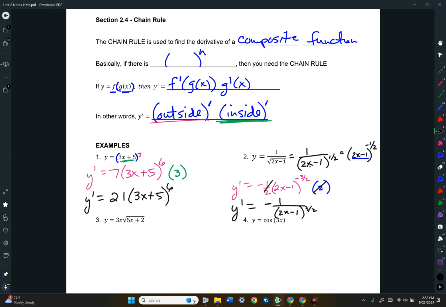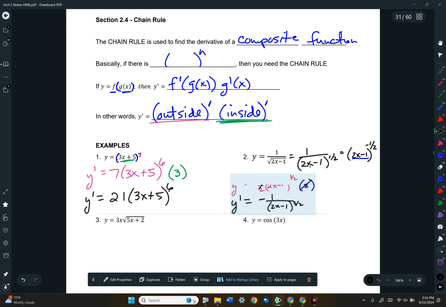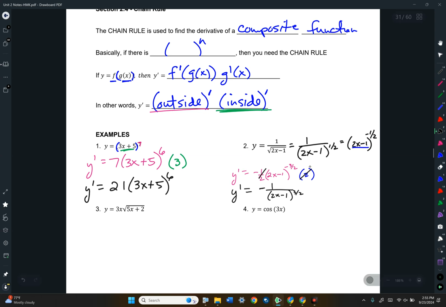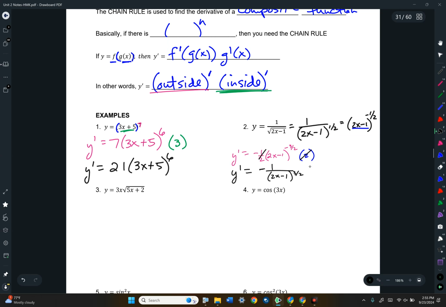Okay, let's look at example 3. When I first look at example 3, yes, I do have a parenthesis because of what we talked about a minute ago, that 5x plus 2 is actually being raised to the 1/2. But do you see that we actually have a product here? So big picture, this is a product rule, right? 3x is being multiplied by this.